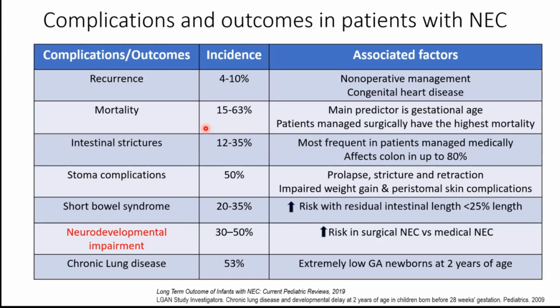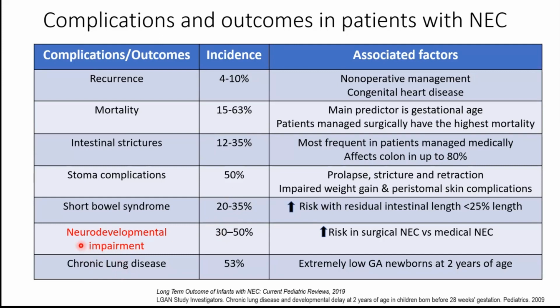Short bowel syndrome with complications like catheter-related infection, sepsis, cholestatic liver disease, and liver failure is seen in around 20 to 35% of babies with NEC, and its risk is increased if residual intestinal length is less than 25% of the length for gestational age. And the second group of complications include long-term complications like neurodevelopmental impairment and chronic lung disease.